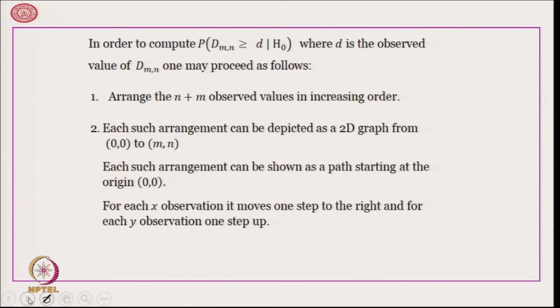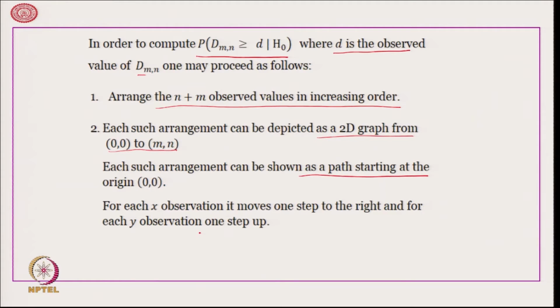So, how do we do it? In order to compute the probability of d m n greater than or equal to d under H naught, where d is the observed value of d m n, we proceed as follows. Exactly what we have done: arrange the m plus n observed values in increasing order. Each such arrangement can be depicted as a 2D graph from 0 0 to m n. Thus, each such arrangement can be shown as a path starting from 0 0 and going up to m n.